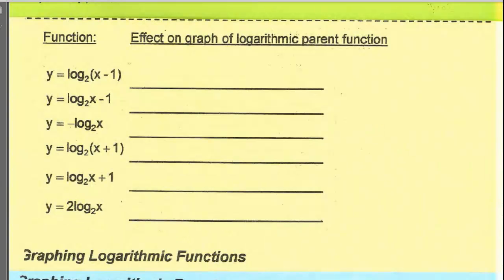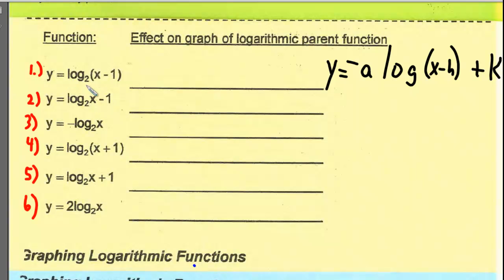Now let's look at the effect on the graph of the logarithmic parent function. In the first function, log base 2 of (x minus 1), this minus 1 is inside of the parentheses with x. So this is the h. And remember, this is opposite of the way we think it's moving because of the minus sign. So we are actually moving right 1 unit. So this function is moving right 1 unit from the parent function.